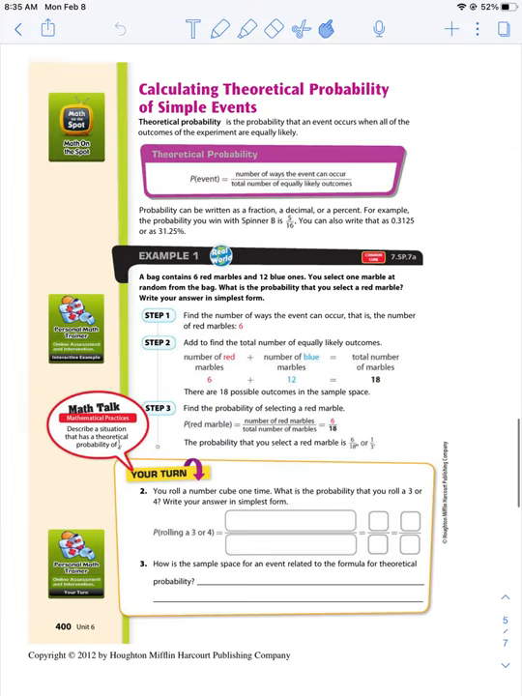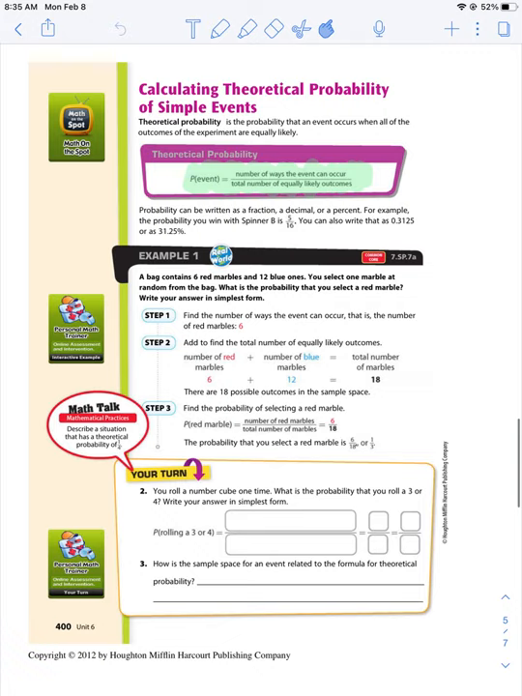All right, before we can begin our next example, remember theoretical probability. Probability of the event is the number of ways the event can occur over the total number of equally likely outcomes. All right, next example. A bag contains 6 red marbles and 12 blue ones. You select one marble at random from the bag. What is the probability that you select a red marble?